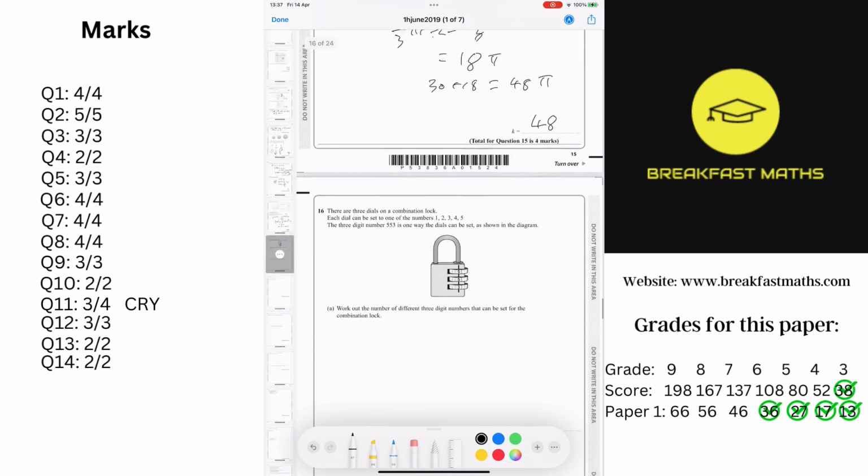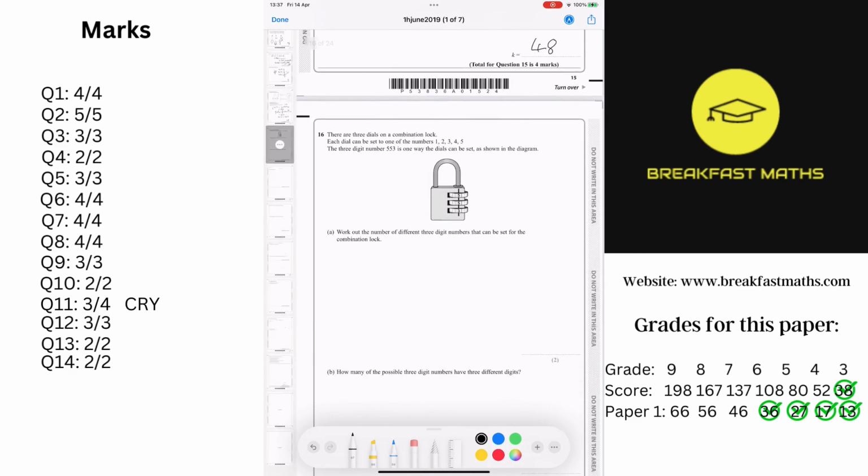Right, 16. Okay, we've got a padlock, number of locks. 3-digit number is this. Work out the possible number of combinations that can be had for this lock. It can only be 1 to 5 here, not 1 to 10. So we're going to say this is 5 to the power of 3, because there's 5 of them. Three different combinations. Each can have 1 to 5, which should be 125.